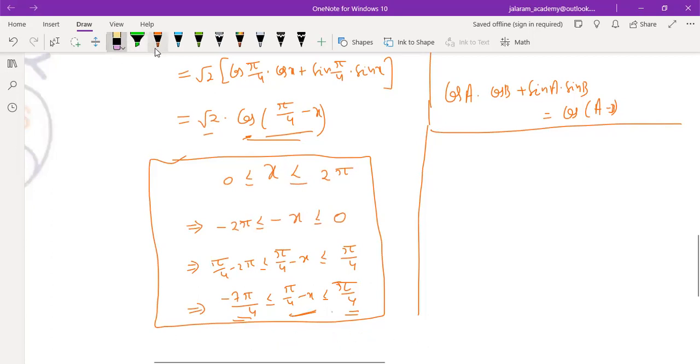Now we know that cos is positive in which quadrant? Can you tell? Fourth and first. Cos is positive in the first and fourth quadrants. And this minus 7 pi by 4 is lying in which quadrant?